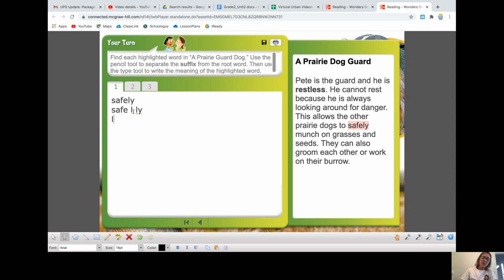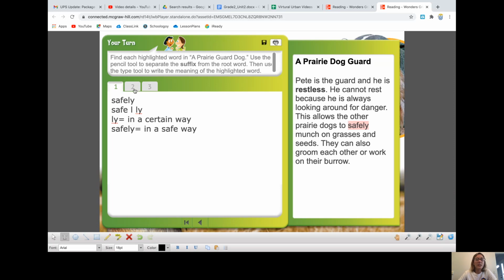Yes. So what does ly mean? We just talked about this. In a certain way. So what does safely mean? Safely means in a safe way. So this allows the prairie dogs to, in a safe way, munch on grasses and seeds. Bingo. Make sure you have that written down.